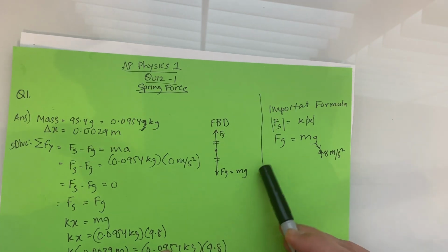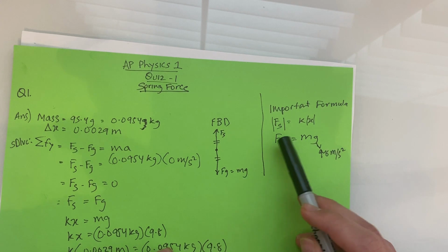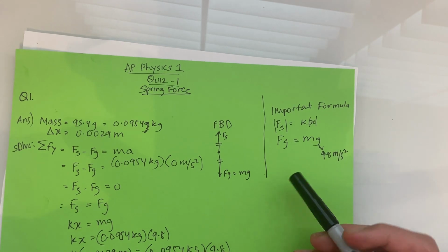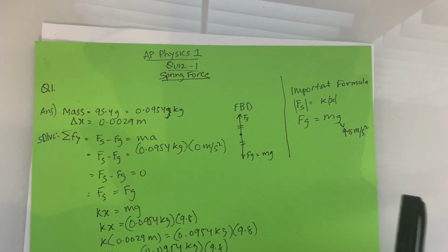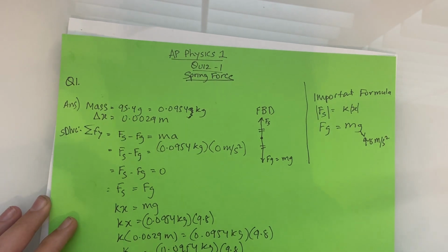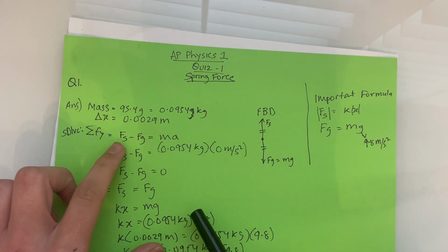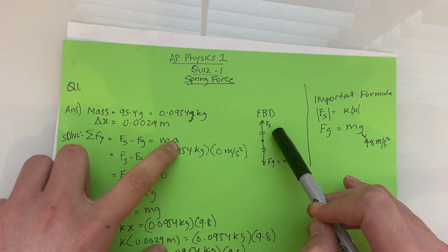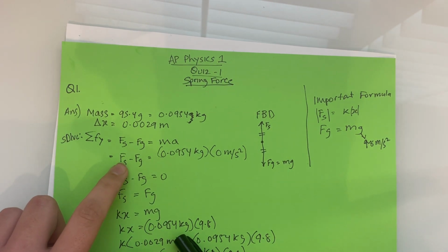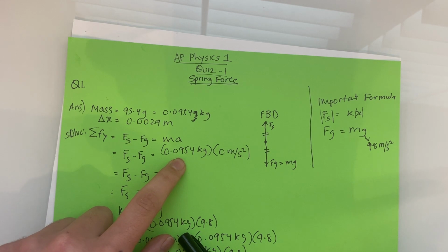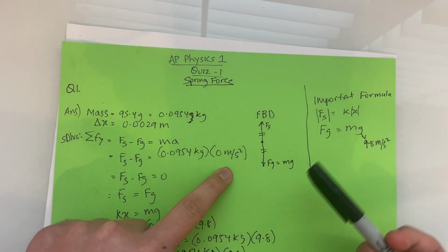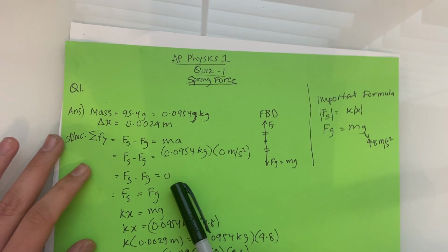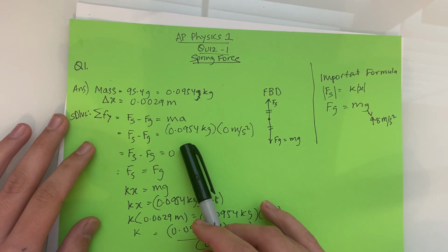Now these are the important formulas to remember: the force of the spring is equal to the k constant times the delta x, that's the change in length. And then Fg is also equal to mg, where g is the 9.8 meters per second squared acceleration of gravity. So the sum of forces formula: Fs, that's force of spring, minus force of gravity, is equal to mass times acceleration. The acceleration is 0 because they're not moving up or down. It's constant, which gives us Fs minus Fg is equal to 0, which states that Fs is equal to Fg.